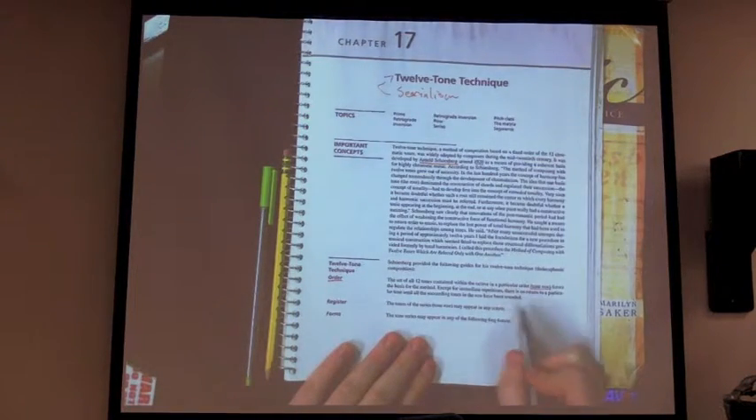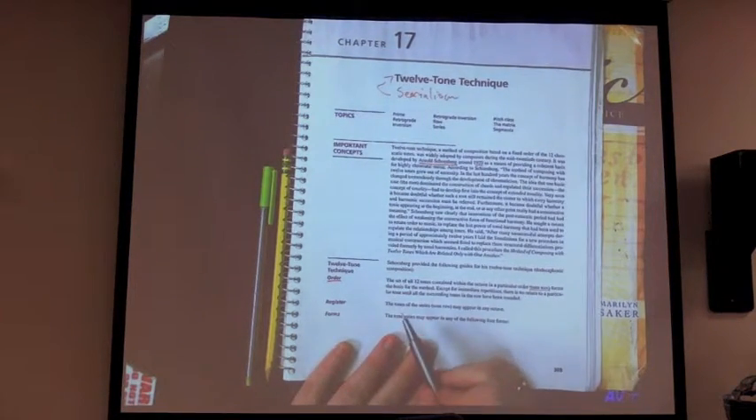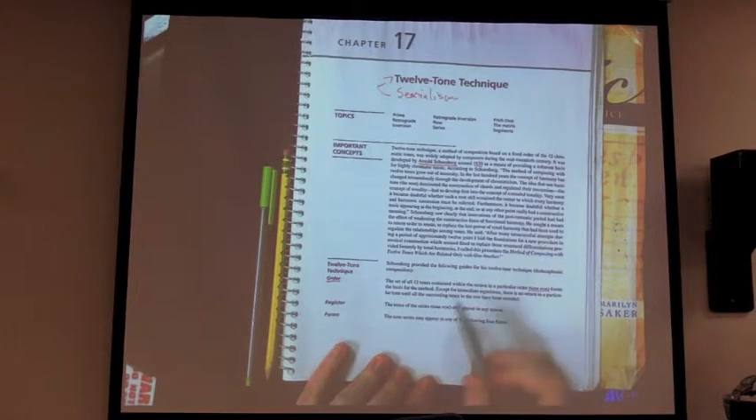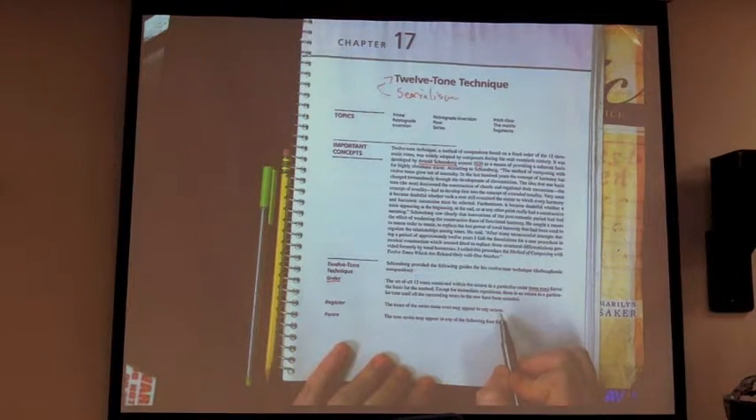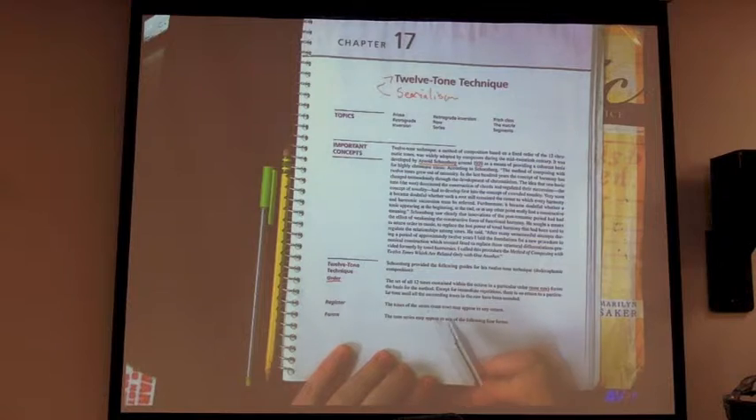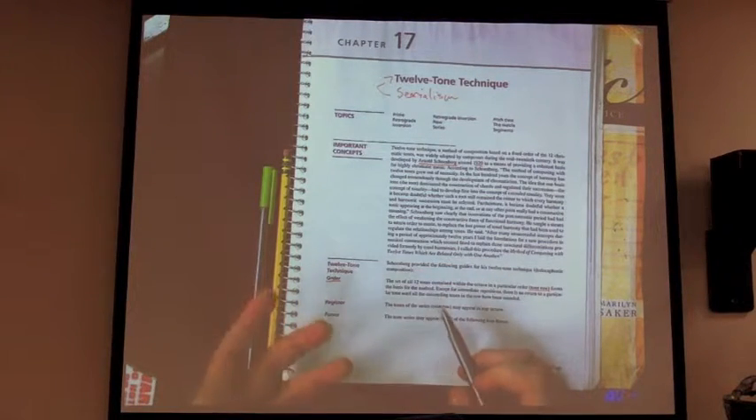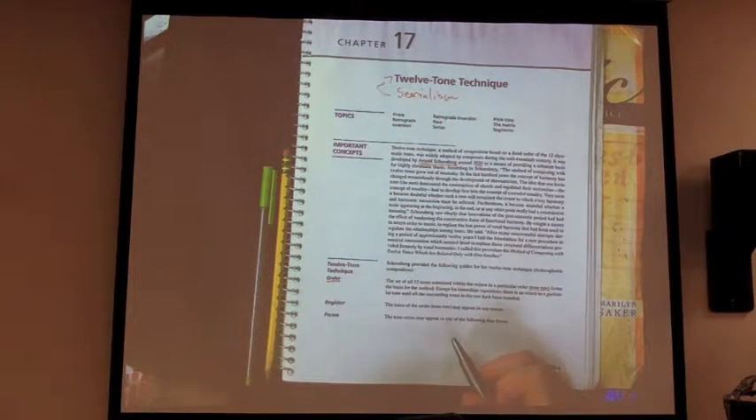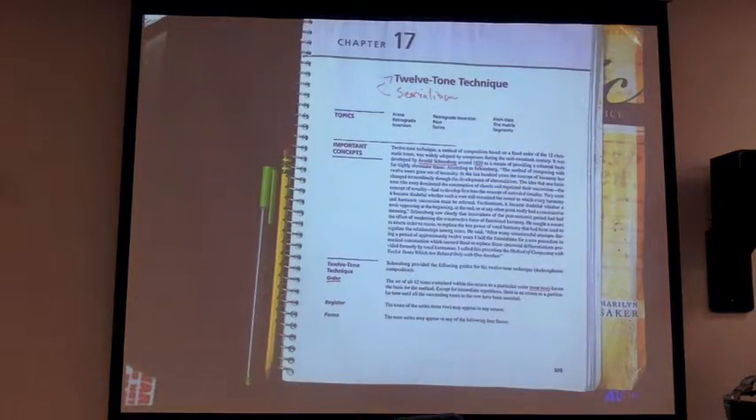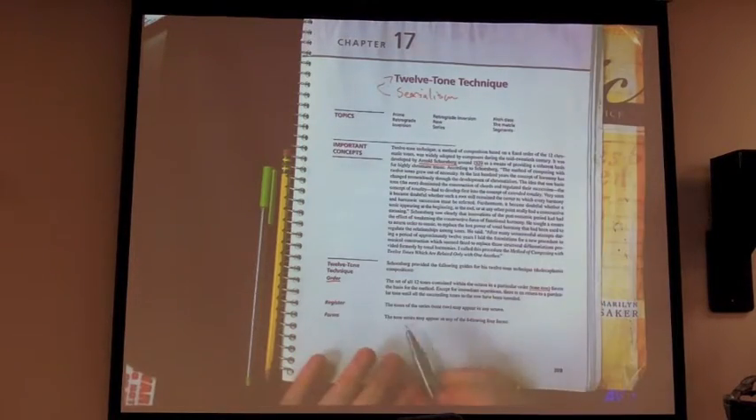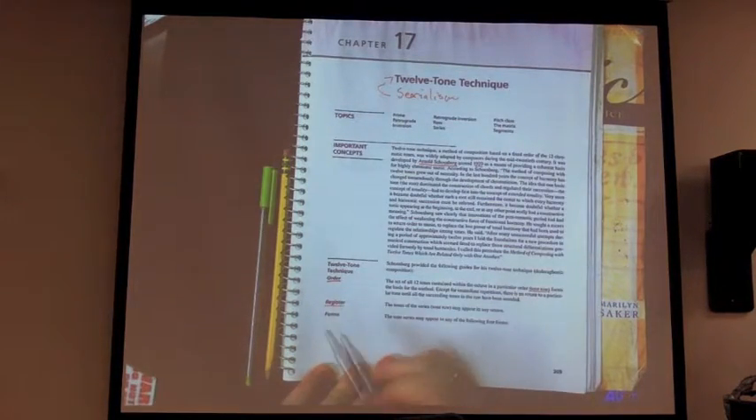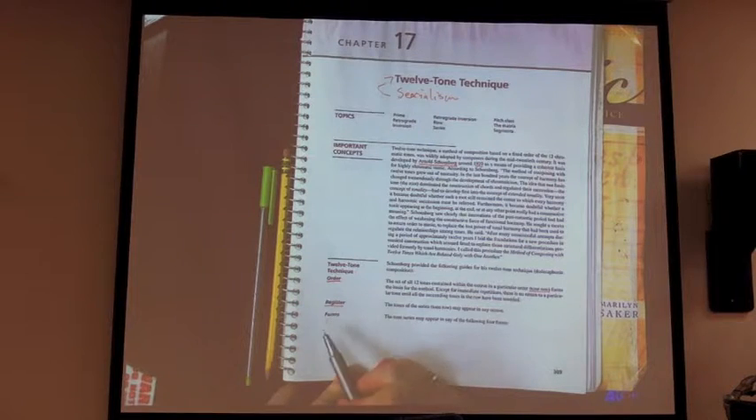Now, one of the rules that you have to remember is that the tones of the series can appear in any octave. So it doesn't matter what octave it is. If it's an F, it's that tone. If it's an F sharp or a G, it can be in any octave, and it's still going to be counted the same. So register.